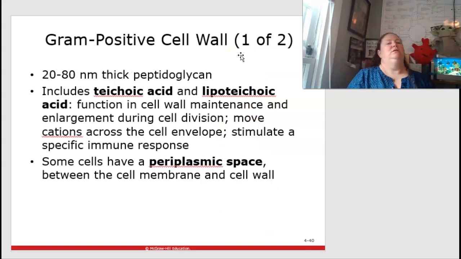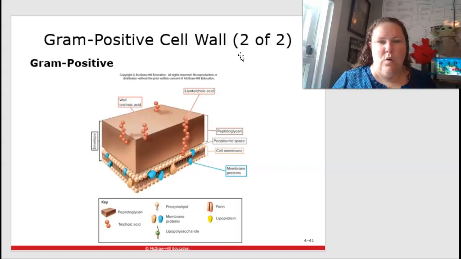So what about a gram-positive cell wall? Well, this is where we have a 20 to 80 nanometer thick peptidoglycan layer. This includes the teichoic acid and the lipoteichoic acid. These function in cell wall maintenance and enlargement during cell division. They also move cations, those positively charged ions, across the cell envelope, and they can stimulate a specific immune response. Some cells have a periplasmic space, and this would be between the cell membrane and the cell wall.